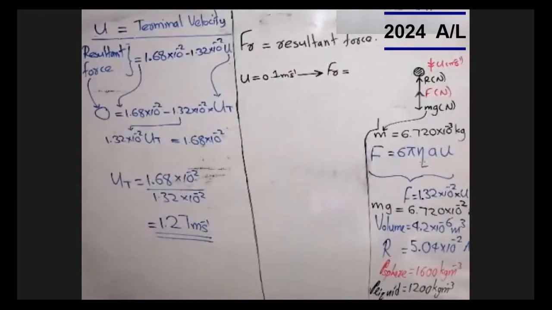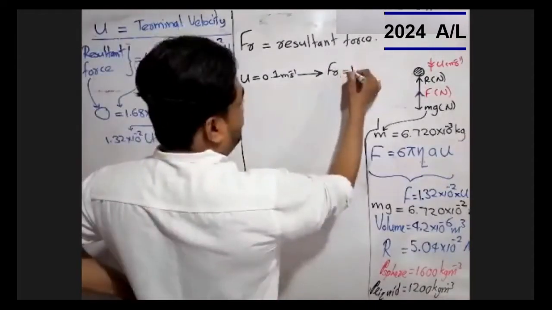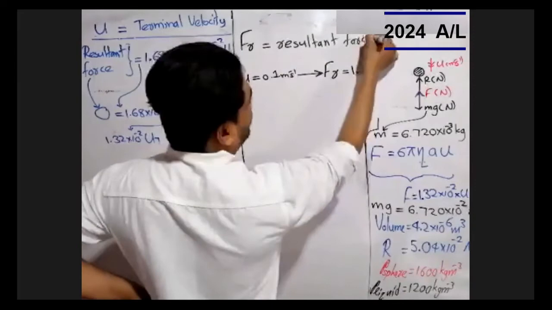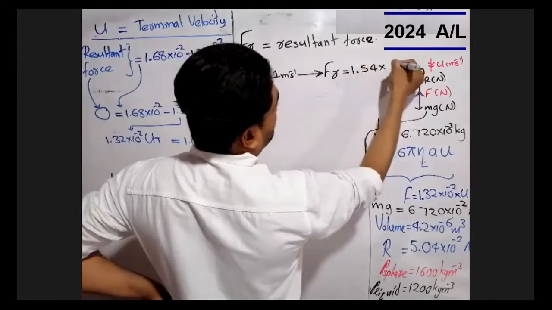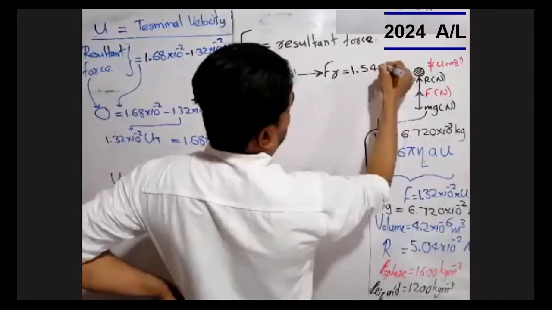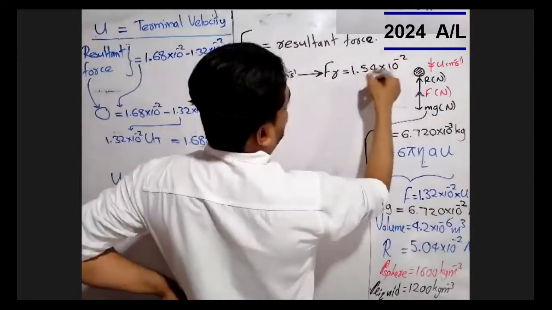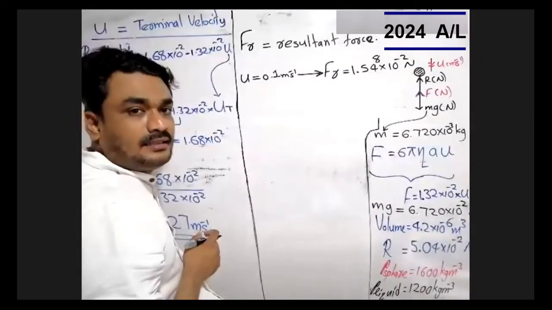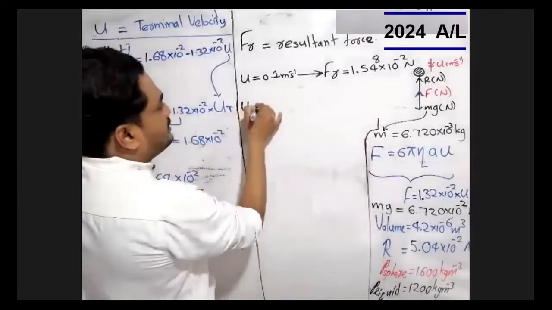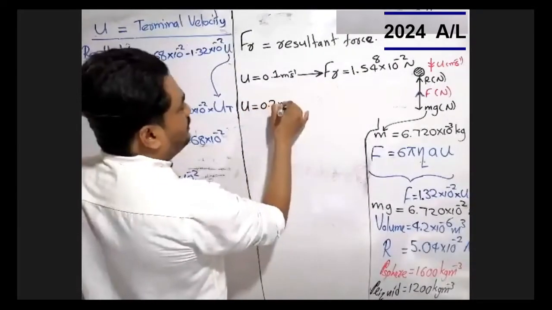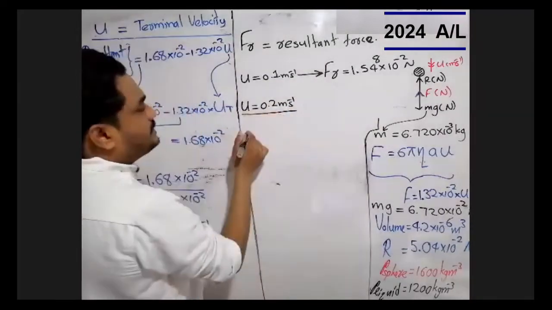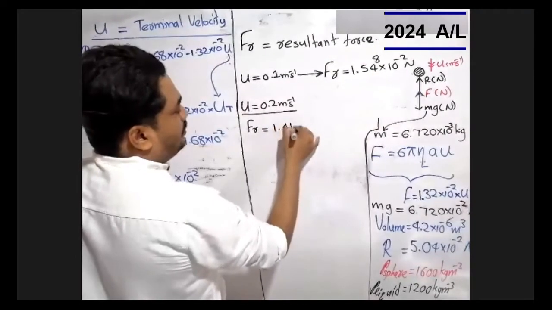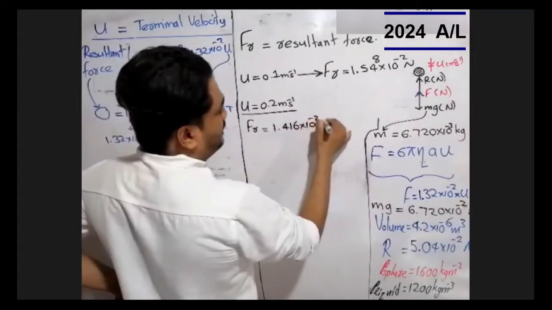1.548 into 10 to the power minus 2 Newton. Am I right? Yes, sir. Then what is the resultant force acting on the sphere when the velocity is 0.2 meter per second? 1.416 into 10 to the power minus 2 Newton. Am I right? Yes, sir.